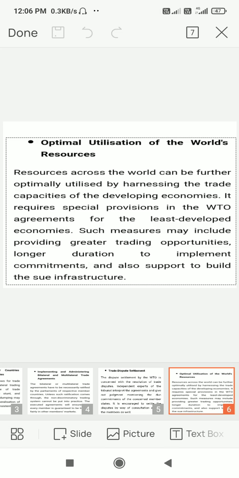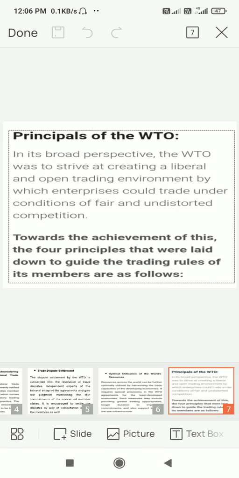So the division implements commitments and also supports building infrastructure. That's why it plays a very important role in the optimal utilization of all resources. So these are the core functions of management, and after that, these are the core functions of the World Trade Organization, and after that comes another topic called the principles of WTO, which we need to follow when we are a member of the World Trade Organization.